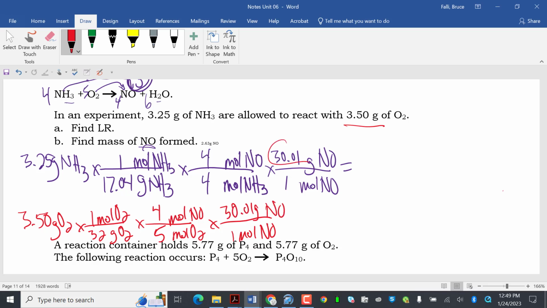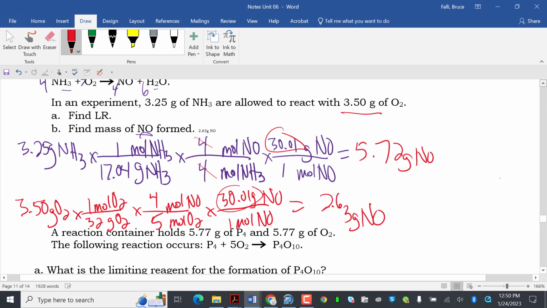One thing that's kind of nice is these final masses will be the same. So I'll run the numbers for each one. Top one, 3.25 divided by 17.04 times 30.01. I didn't do this because they cancel. I get 5.72 grams of NO. And then over here I have 3.5 grams of oxygen divided by 32 times 4 divided by 5 times 30.01, and I get 2.63.